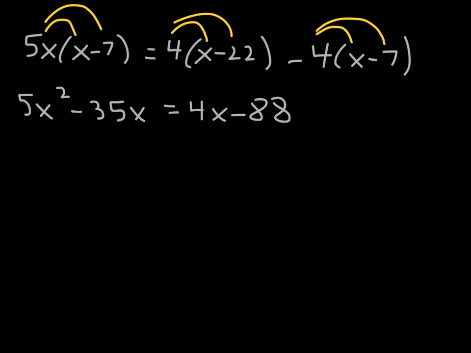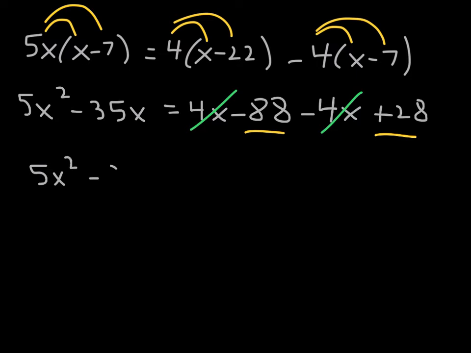Be careful, you're distributing negative 4 here. So negative 4x and then a positive 28. Again, please be careful with your signs. On the right, notice that 4x cancels with negative 4x. And then you can combine these two terms here because they're constants. So that gives you 5x squared minus 35x is equal to negative 60.